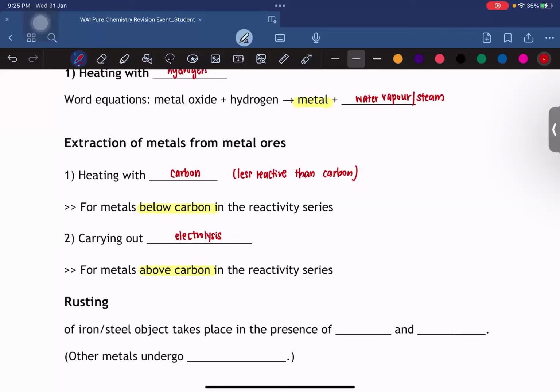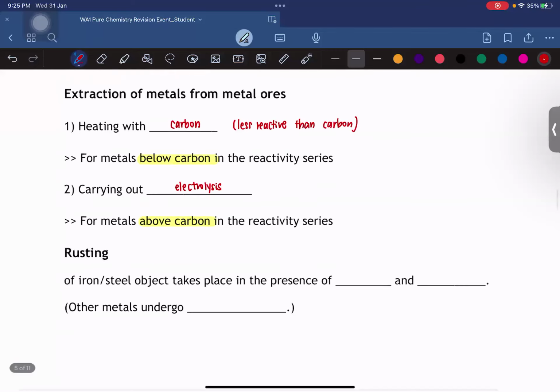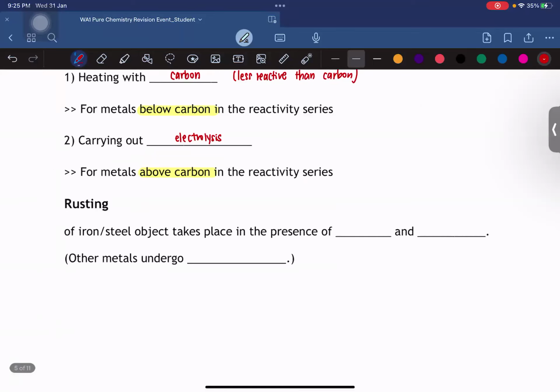Then that's where they extend the application to what? They extended the application to the blast furnace. So you all need to know the blast furnace process. Oh, then even better, don't need to remember the blast furnace process really. Okay, now next one, guys, rusting. Now, one important thing about rusting that you guys need to know is this. Rusting is only for iron or steel.